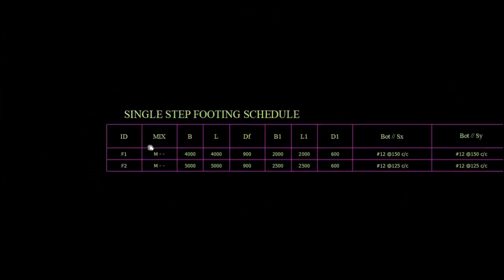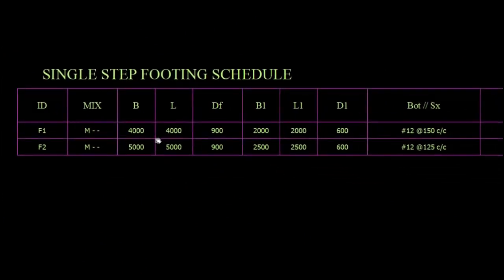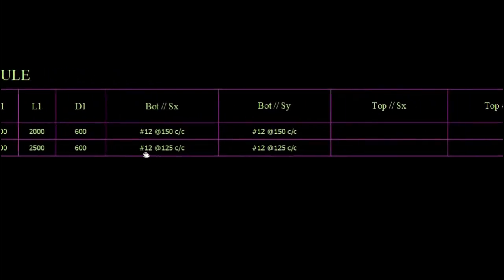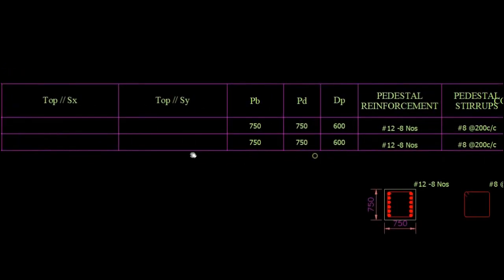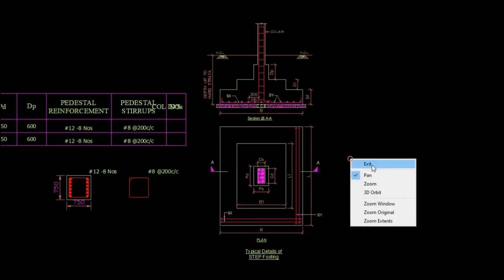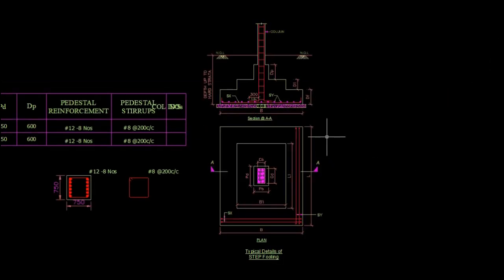This is the footing schedule. F1, F2. Size of the first step, size of the second step. This is the bottom reinforcement. This is the pedestal size. This is the pedestal reinforcement detail. This is the typical cross section of footing.